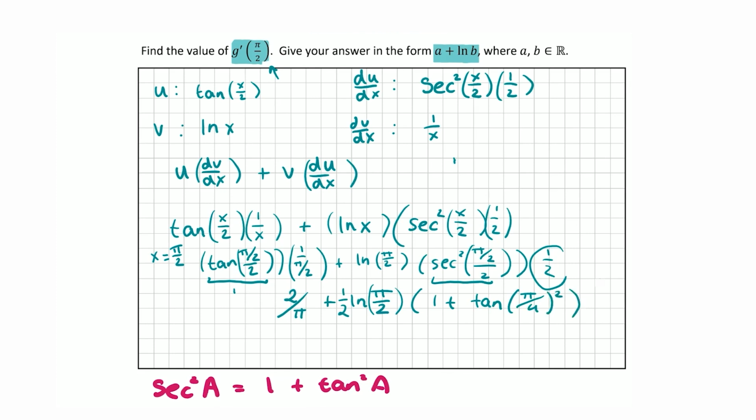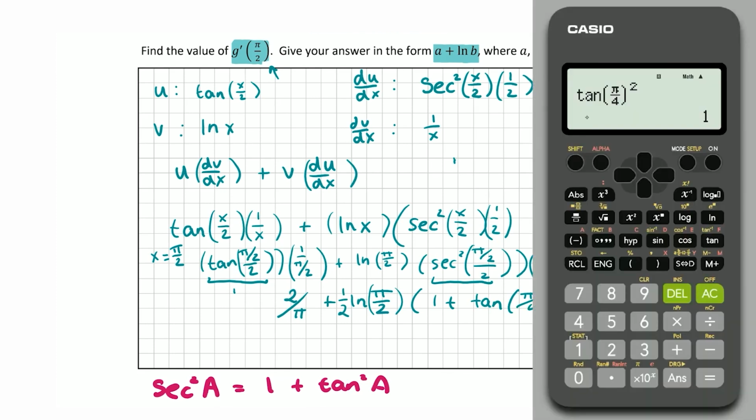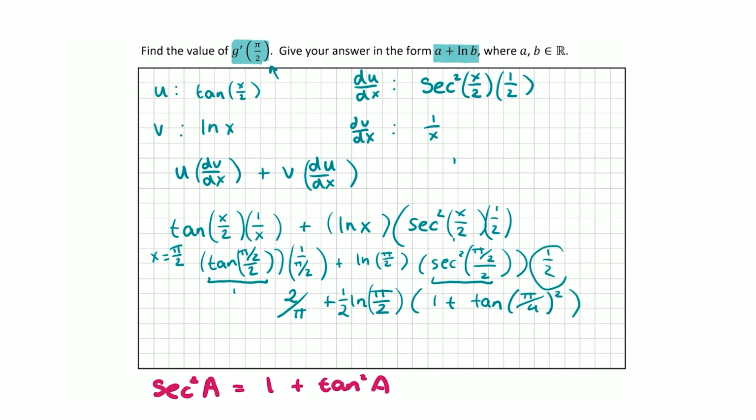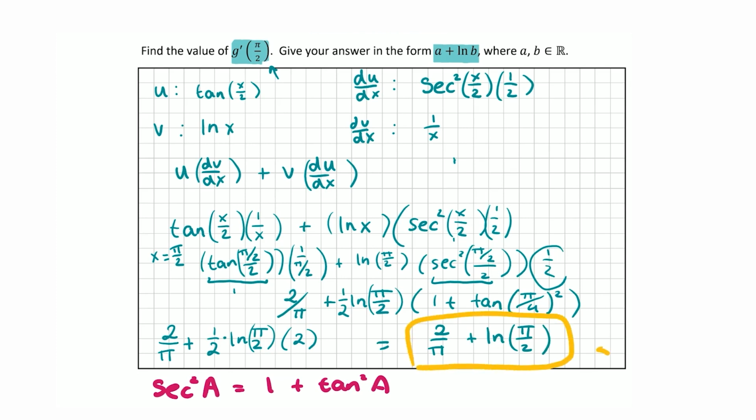okay? And when you work out that in the calculator, you can see that if you have tan pi over 4 squared, you get 1, okay? So we're going to have 2 in this bracket. So now what we have is 2 over pi plus half ln of pi over 2 by 2, okay, because that's 1 plus 1. Now when you include the half here, when you multiply half by 2, you just get 1. So the answer you're going to get is 2 over pi plus ln of pi over 2. So this is the final answer, and for this question you're going to get a total of 5 marks.